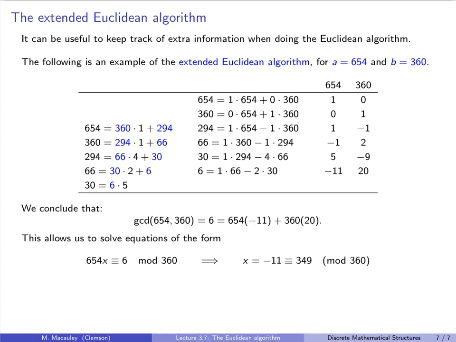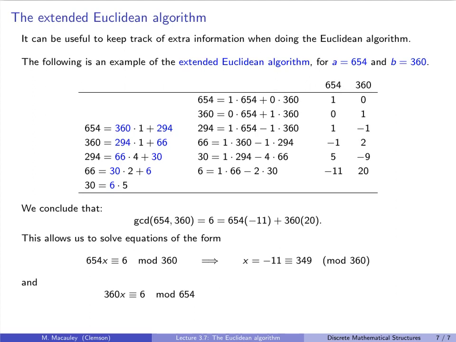Okay, so an equation like this we can solve, and we get that x equals negative 11, which is the same, remainder 360, as 349. Sort of like how 1 hour before midnight is also 11 o'clock. So 349 is 360 minus 11.